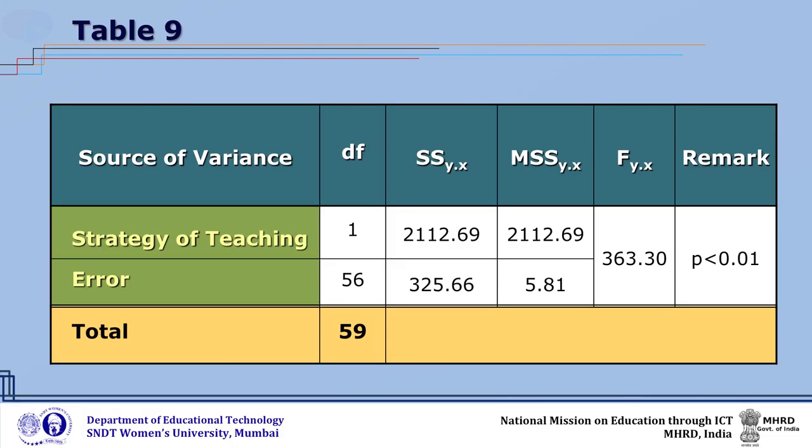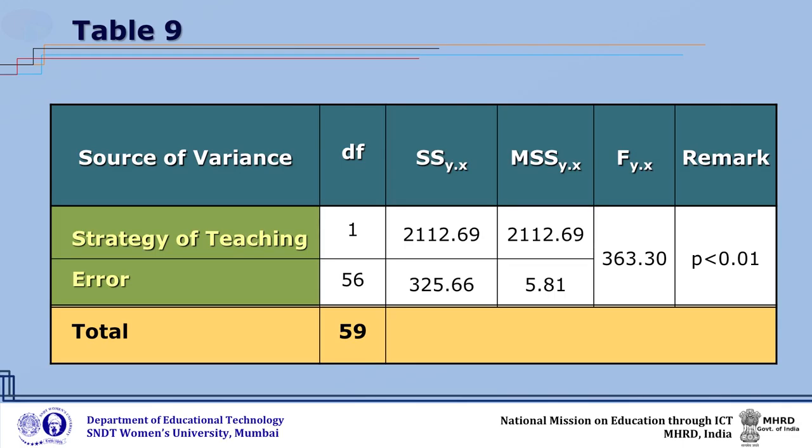From Table 9, it can be seen that the adjusted F value is 363.30, which is significant at 0.01 level with DF equal to 1/56. It indicates that the adjusted mean scores of achievement of computer-aided instruction group and lecture method groups differ significantly when pre-achievement and intelligence were taken as covariates.